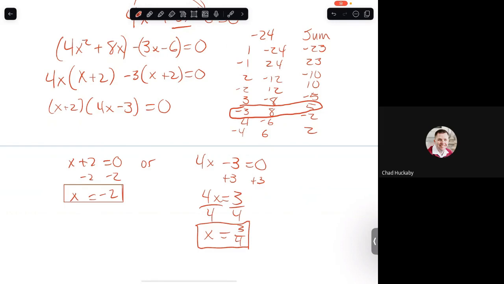So we solved that by factoring. We could have solved it with the quadratic formula. We could have solved it by completing the square. But what we chose to do is factor. Okay? Any questions about that one? Okay, let's do another.